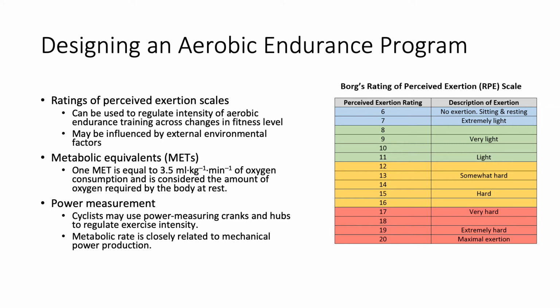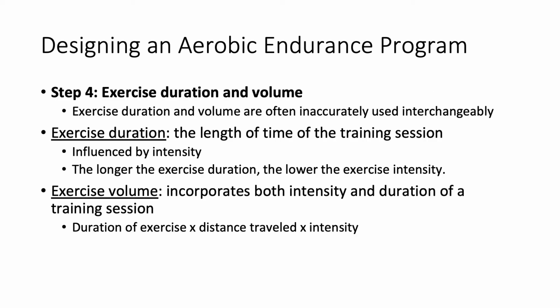The last one we'll go over is the power measurement. Cyclists may use power measuring cranks and hubs to monitor exercise intensity. However, due to expensive costs, these devices are probably suitable only for the top-level amateurs or professionals. Using power to monitor intensity in cycling has an advantage over other measures because metabolic rate is closely related to mechanical power production. The next program variable is exercise duration and volume.